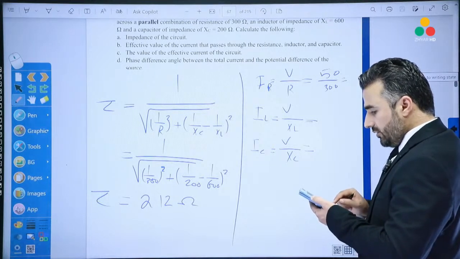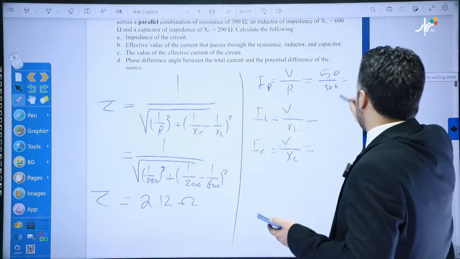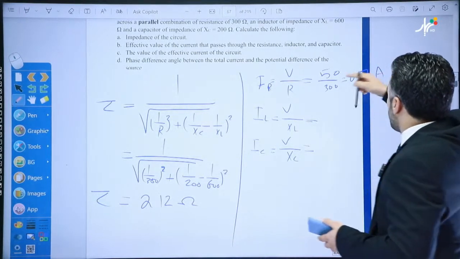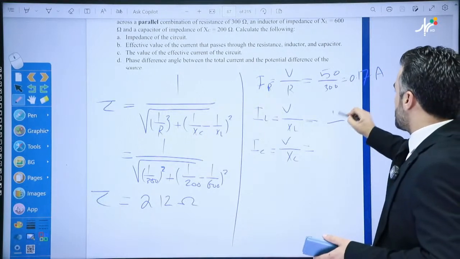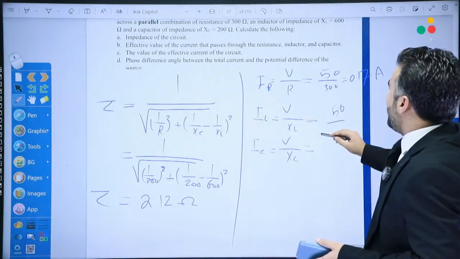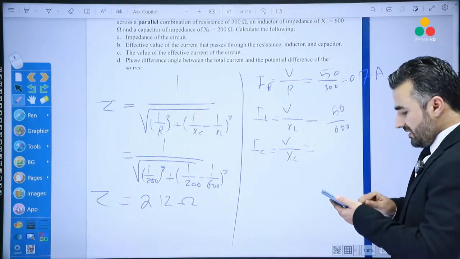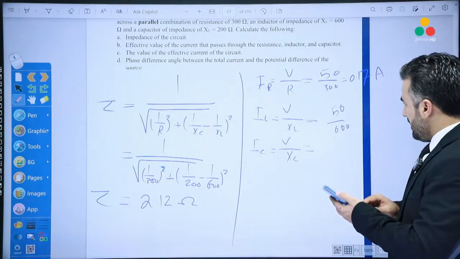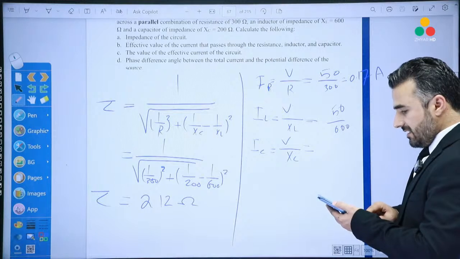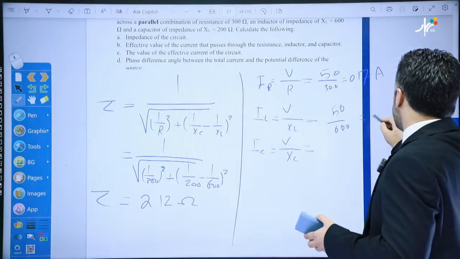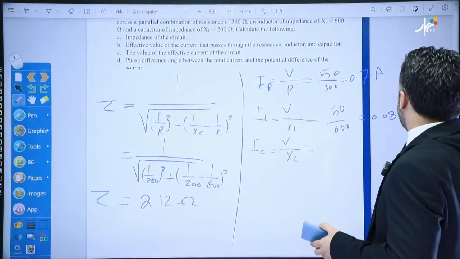The answer is equal to 0.1617, which rounds to 0.17 amperes through this one here. And for this one, it's going to be 50 over XL, which is 600. So 50 over 600, that is obviously 50 divided by 600. The answer is going to be 0.08 amperes here.